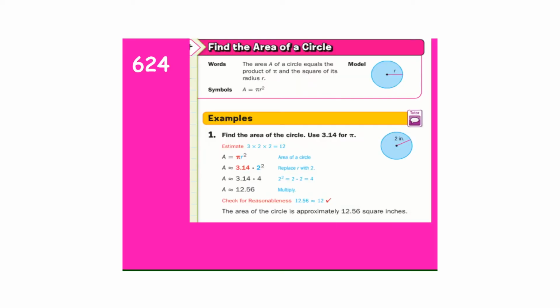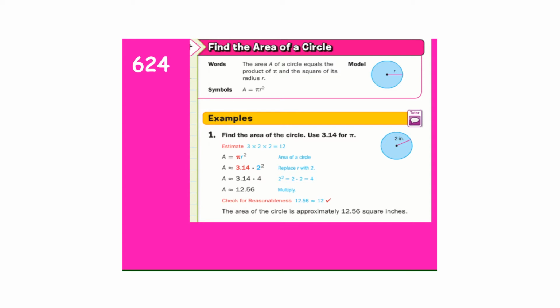Okay. All right, find the area of a circle. Here is the formula. I need to write this down. Pi r squared. Number 1, find the area of the circle using 3.14 for pi. So if you are using a calculator, do not use the pi button, use 3.14. If you're doing this with paper and pencil, use 3.14.